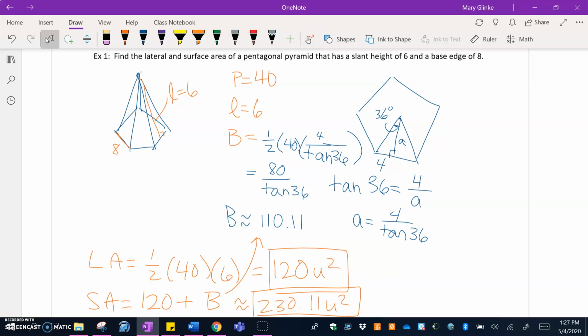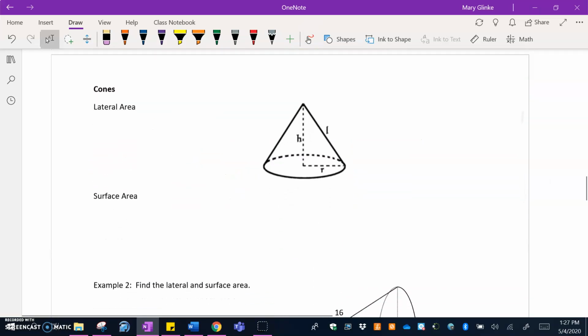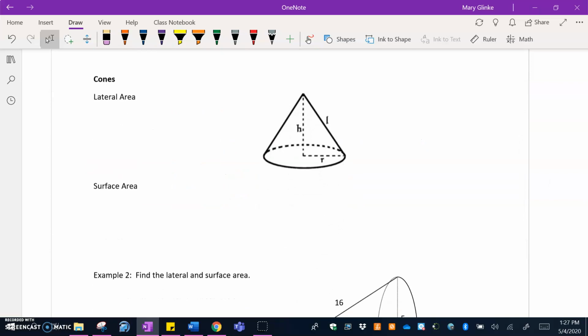Okay, so let's go ahead and take a look at cones now. Now, cones are pretty much just like pyramids. It's just that their base is a circle. They're the same thing though. So our lateral area is going to be similar.